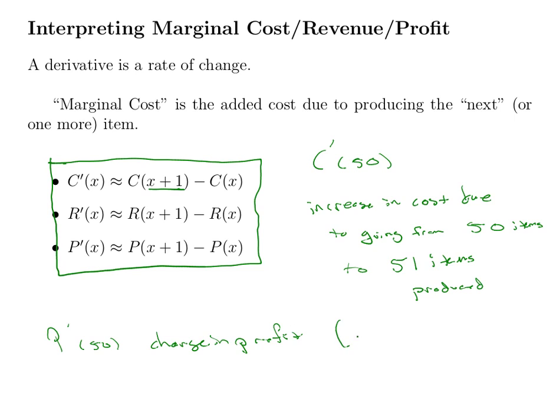Could be positive or negative, due to going from 50 items to 51 items produced. So this is going to try and get an idea of what the impact is going to be of making these decisions. Should we increase our production or should we leave it where it's at?